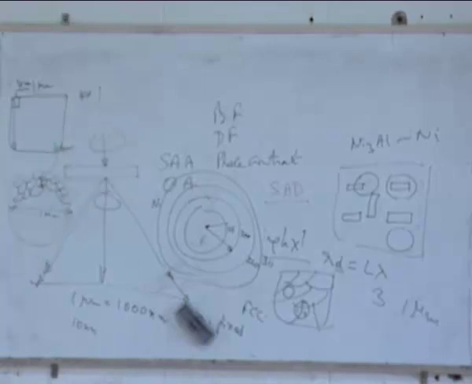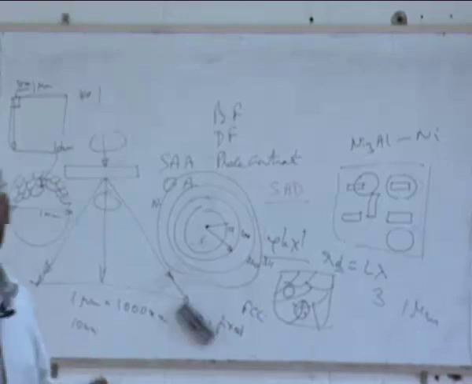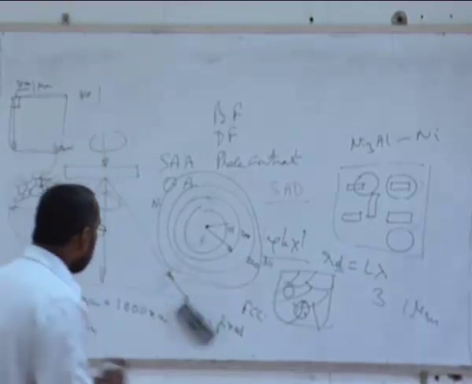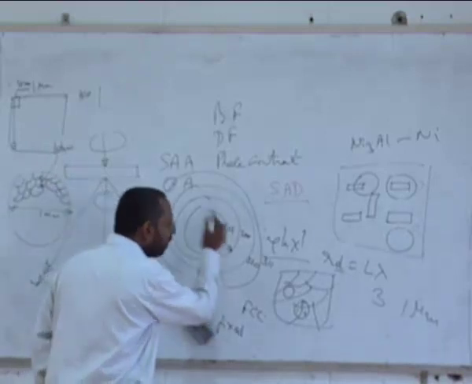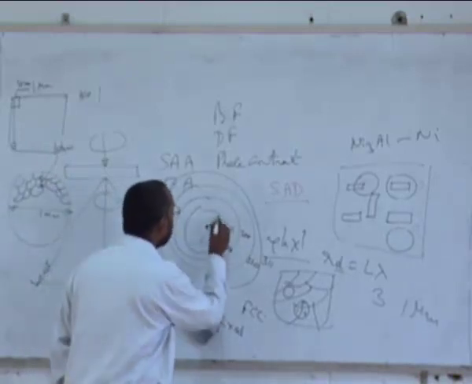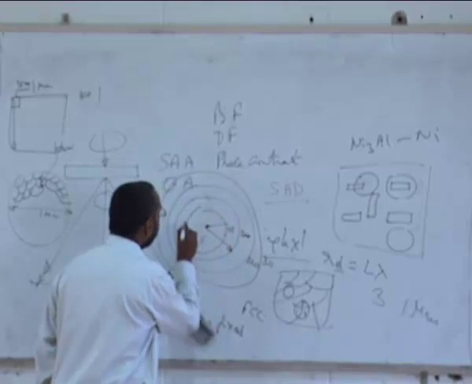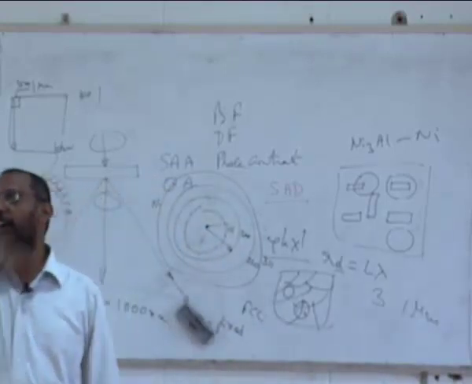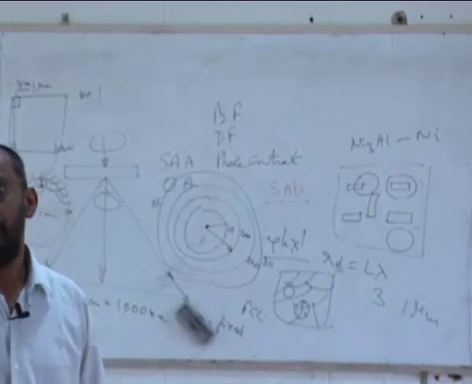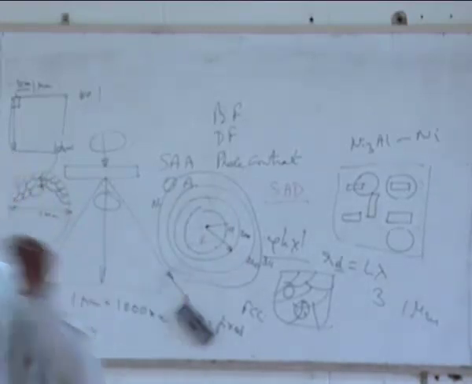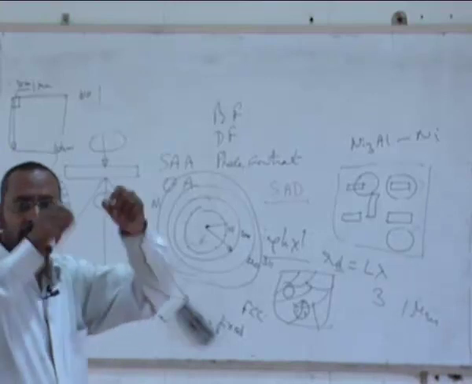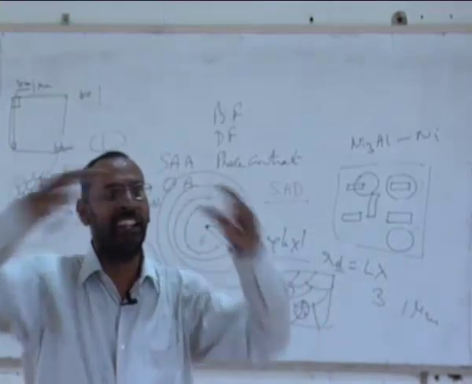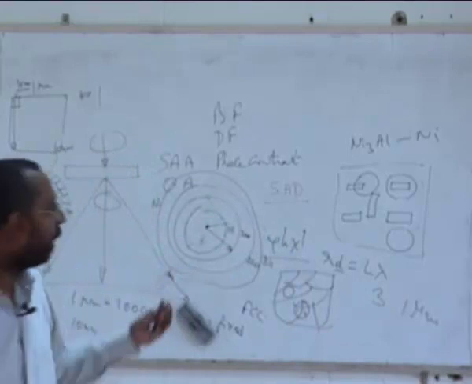Okay? Because inside the selected area aperture, you are not able to cover so many grains. As a result, you may get not a single crystal diffraction pattern, but a number of spots. But it will be some spots on a certain circular region, not a continuous ring. You get a continuous ring because each of these spots are all very close, so that it appears as if it's a ring.